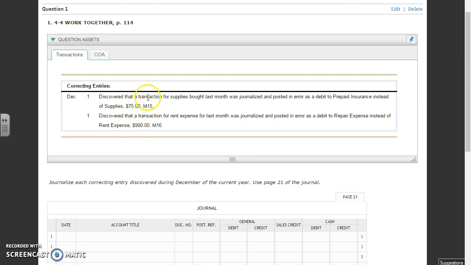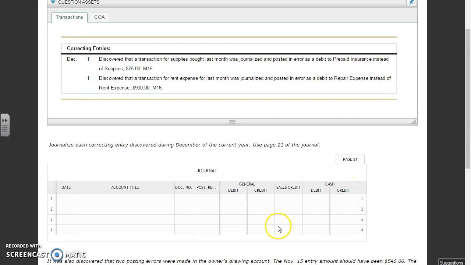So we have two transactions here that we're going to journalize below on page 21 in the current month of December for the current year. We're going to journalize these items for correcting entries. So we have two items. The first one says, on December 1st, we discovered that a transaction for supplies bought last month was journalized and posted in error as a debit to prepaid insurance instead of as a debit to supplies for $75, and M15 was our source document. So we'll fill in the date, which is December 1st, and our doc number, which was M15.